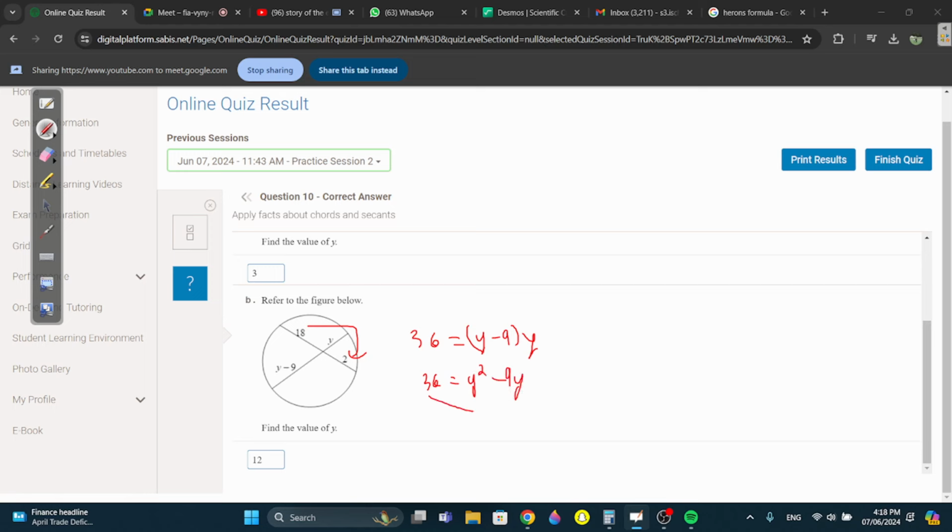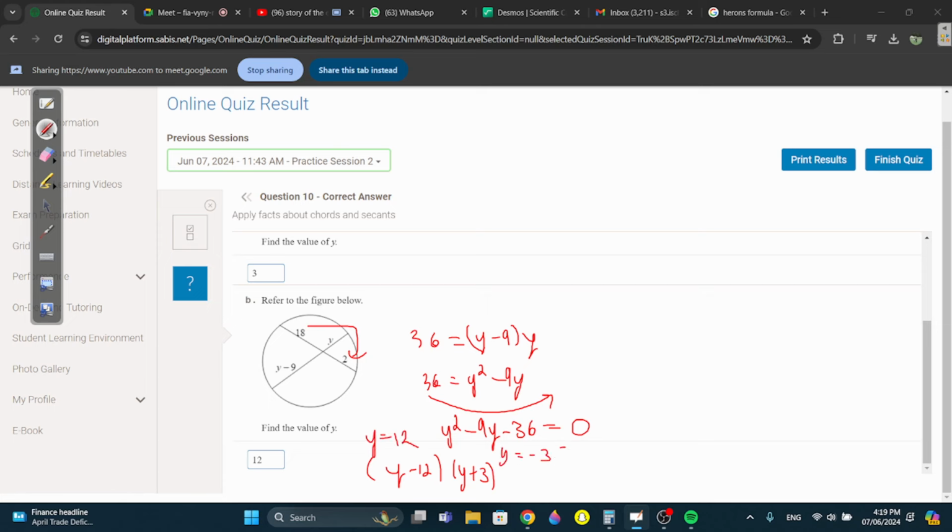How would you solve this? You take everything to one side, right? So y squared minus 9y minus 36 equals 0. It's a quadratic, and you simply factor. Which numbers multiply to get 36, but when you subtract them, you get 9. y minus 12, y plus 3. And your two solutions will be y equals 12, y equals negative 3.